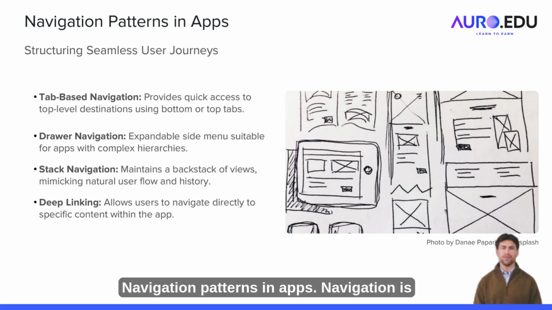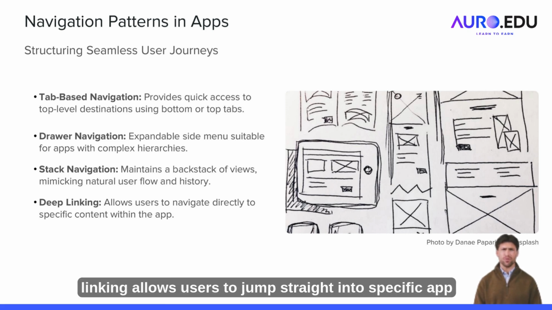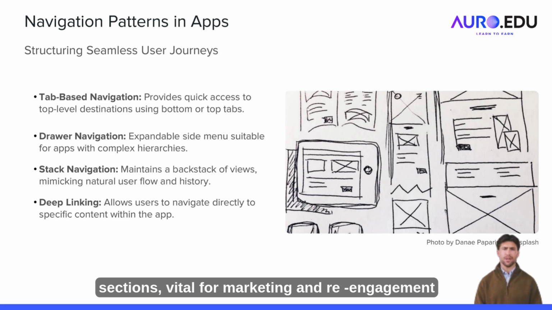Navigation patterns in apps. Navigation is the backbone of usability. We commonly see tab navigation for shallow hierarchies. Instagram is a good example. For deeper content, drawer menus provide scalable structure. Stack navigation mirrors real-world behavior. You go forward, then back. Deep linking allows users to jump straight into specific app sections, vital for marketing and re-engagement strategies.